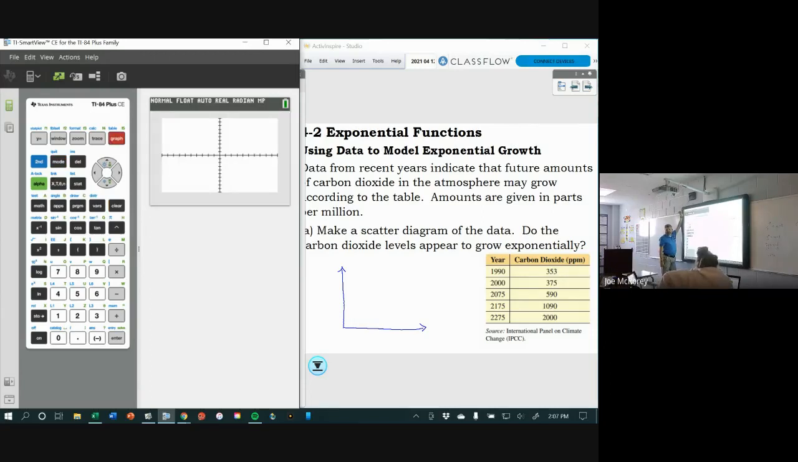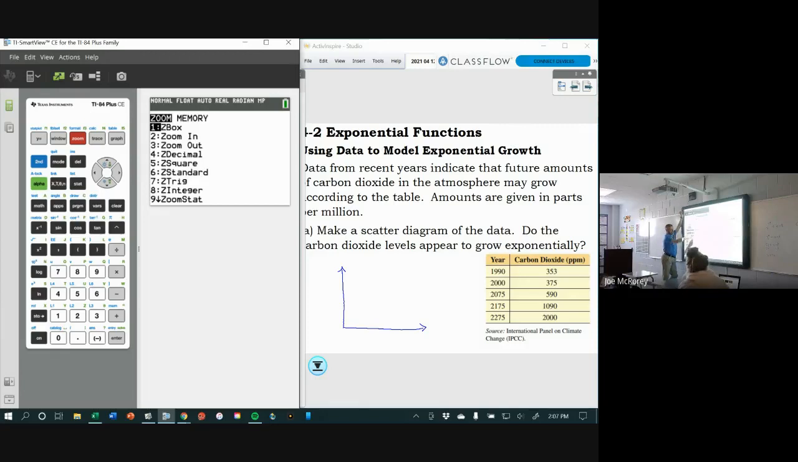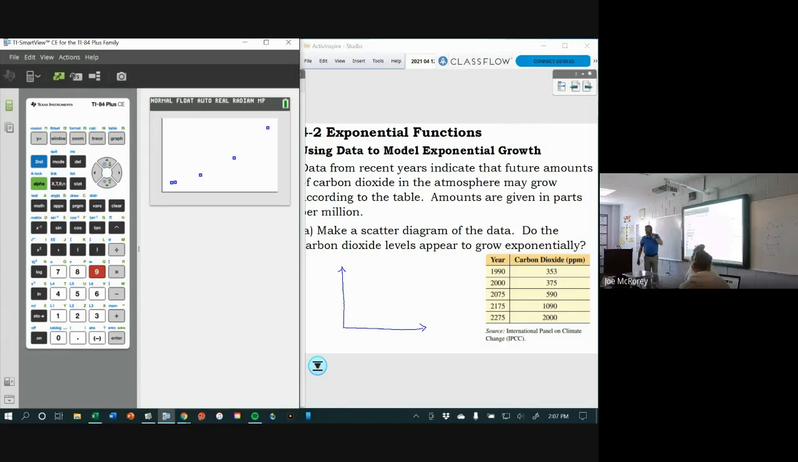I want to zoom to see my statistics. Zoom stat. Zoom stat will guarantee that all of your data is on the screen. Here's my graph. Zoom 9.